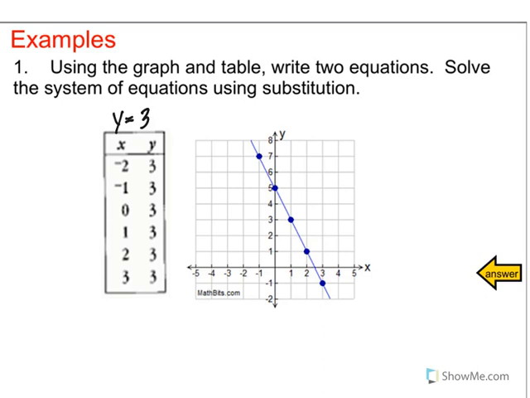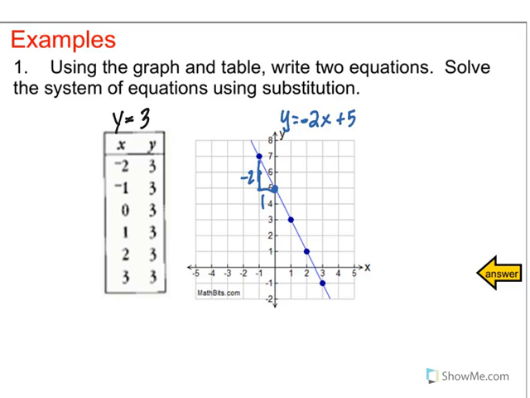For my graph, I just need the slope. So change in y over change in x. So that would be negative 2 over 1. So my slope for this one is negative 2x. And we see that it crosses the y-axis at 5. So negative 2x plus 5. So here are my two equations.